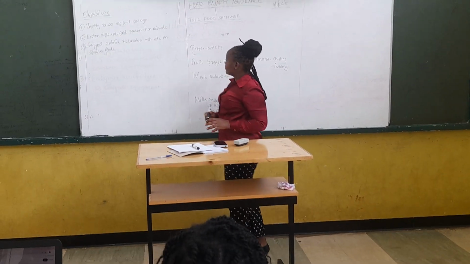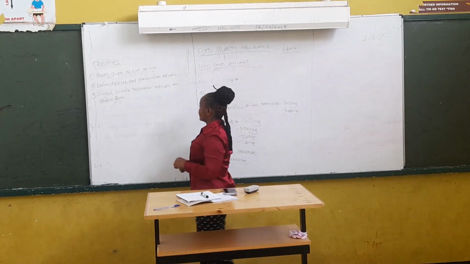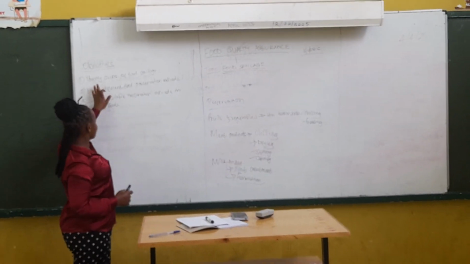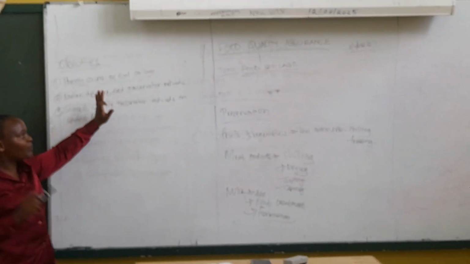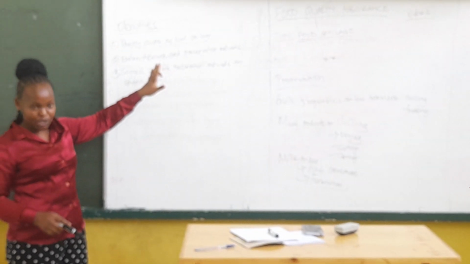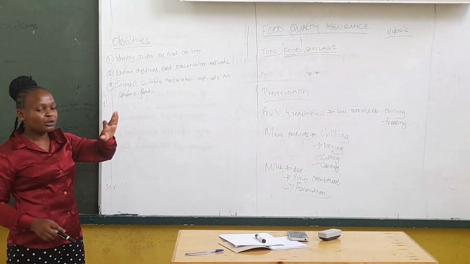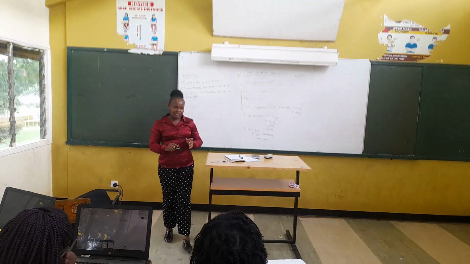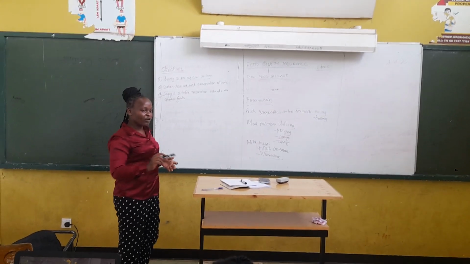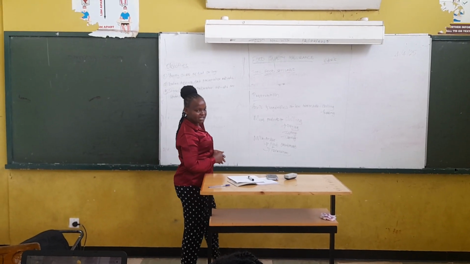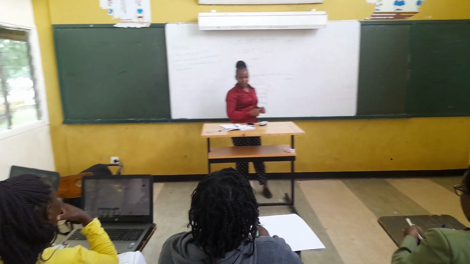Class, we can have a recap and check our objectives. Can we identify, when someone asks you, what are the causes of food spoilage? We can mention some. When someone asks you, what is the preservation method for food? And again, can you define specific preservation methods for specific foods? Yes? Yes. That is the end of our class.